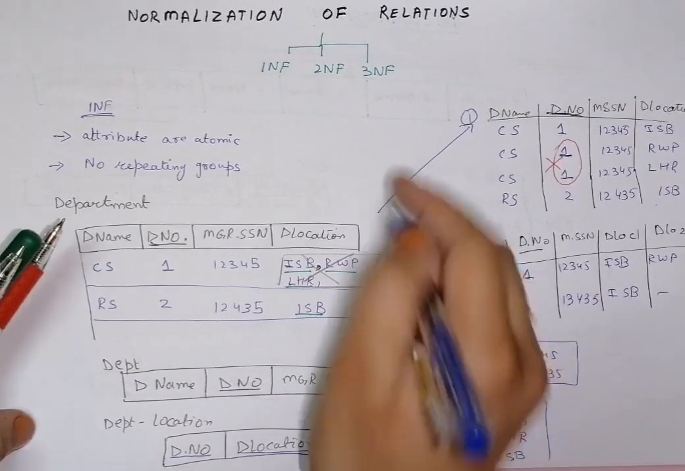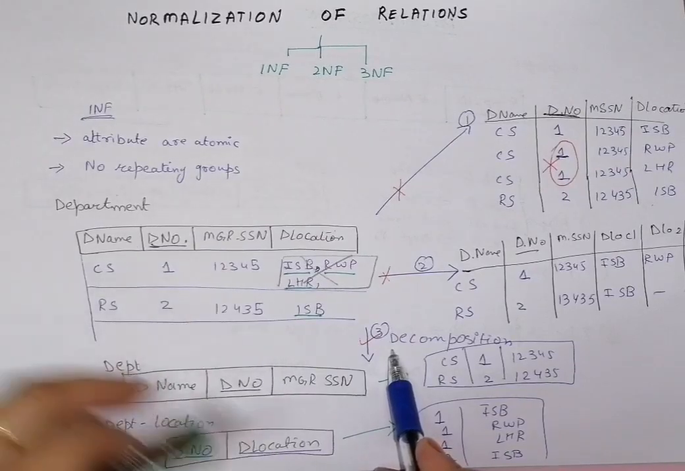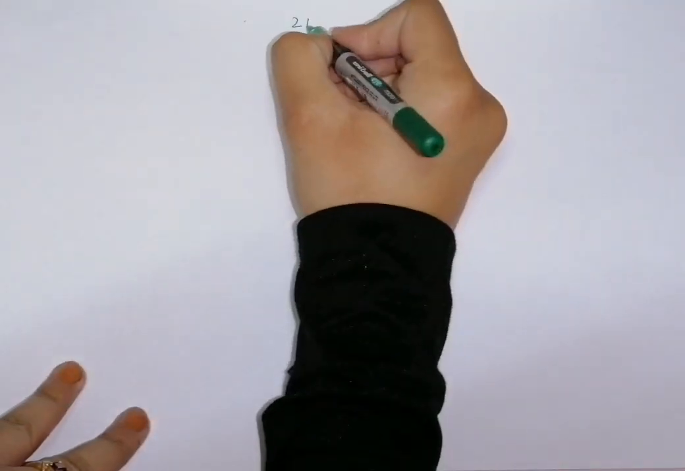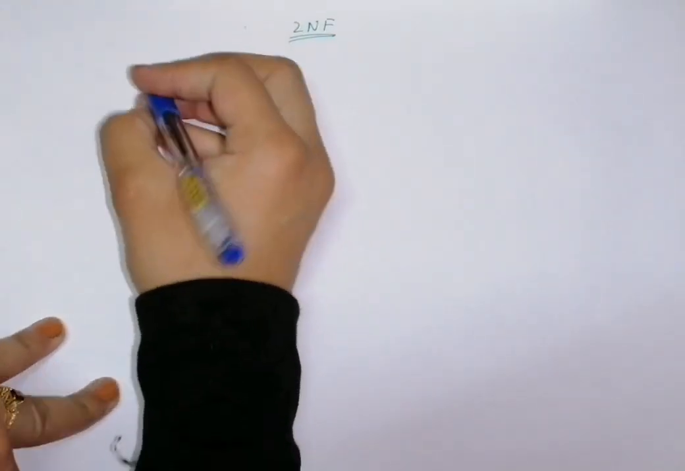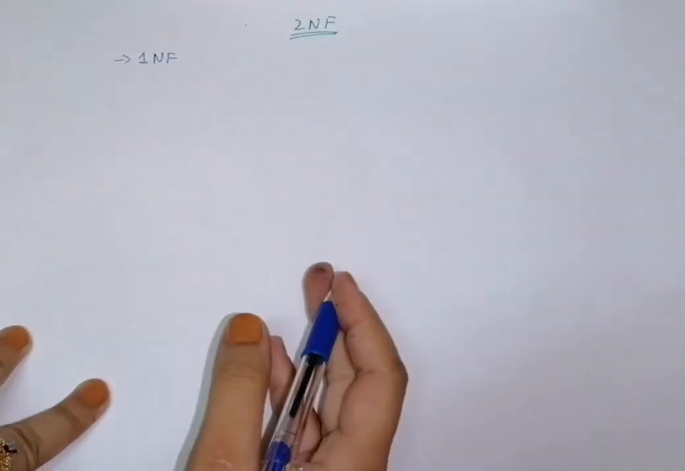Now we will look at the second normal form. We will follow the decomposition approach over here. So what is our second normal form, and how do we determine whether a given relation is in second normal form or not? When talking about the second normal form, we must keep one thing in mind: if a relation is not in first normal form, it can never be in second normal form. So for second normal form, the relation must be in first normal form.